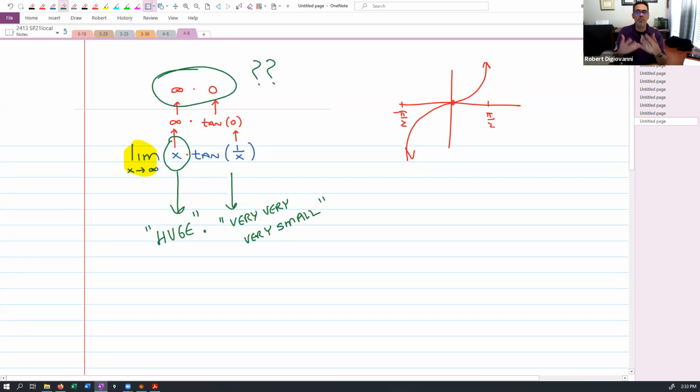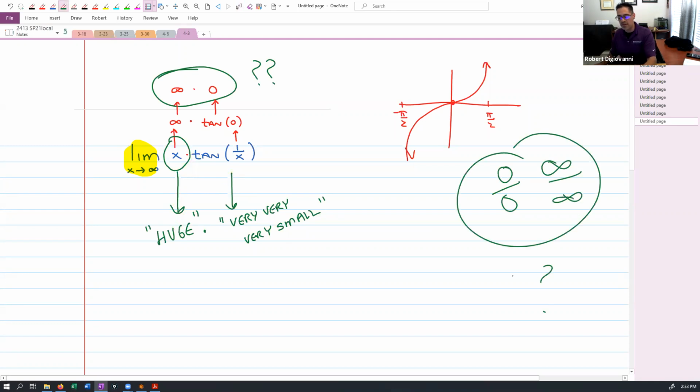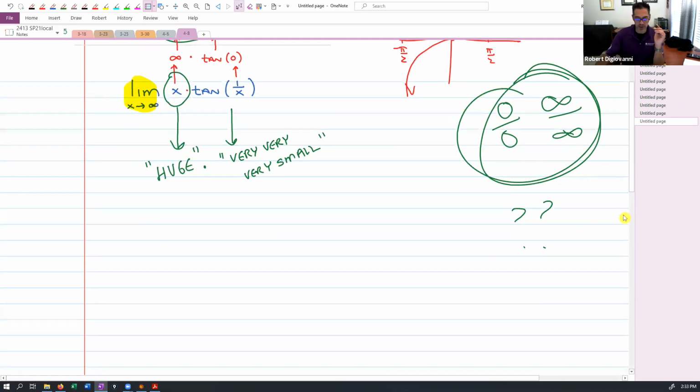This is still an indeterminate form. This is just like getting 0 over 0, infinity over infinity. We just don't know what the answer is. So do you all understand we are stuck at this point? We can't do anything. And we cannot use L'Hopital's rule, because for L'Hopital, you must have 0 over 0 or infinity over infinity. And we do not have those. We have infinity times 0 multiplied. We have no division, right?